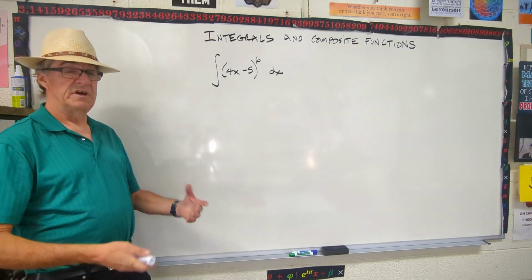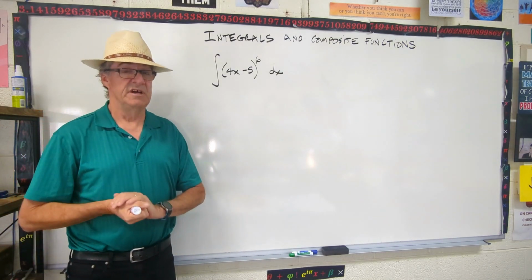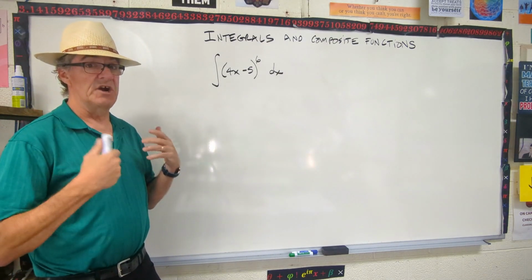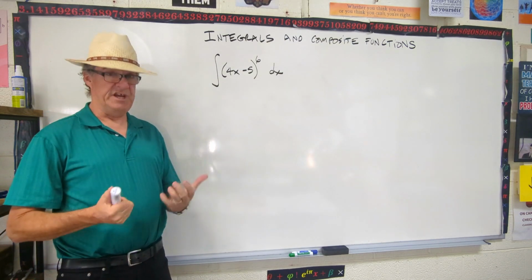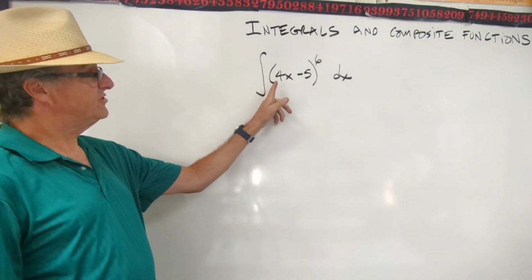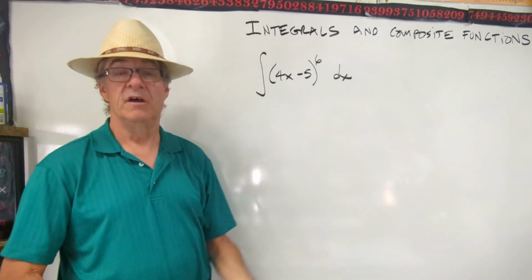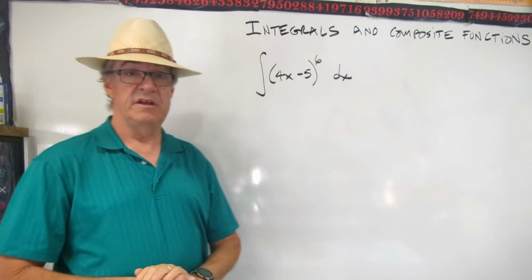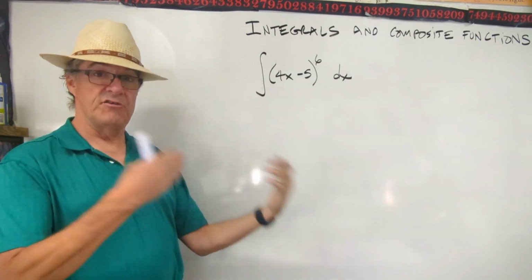Today's lesson covers how to take integrals with composite functions. If you remember when we did our chapter on derivation, the main tool we had for that was the chain rule. And so we could use the chain rule to take the derivative of something like 4x minus 5 to the 6th power. Now we're taking something that is a composite function, but we're going the other way.